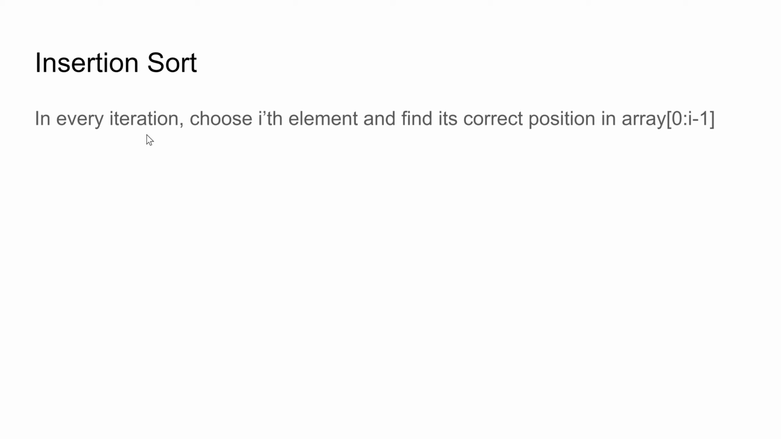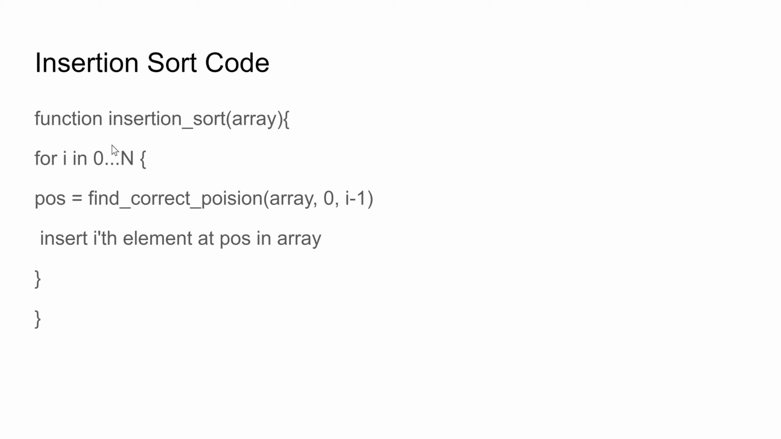Insertion sort. With every iteration, choose the ith element and find its correct position in array 0 to i minus 1. Insertion sort code. Function insertion sort, array. For i in 0 to n, find the correct position in array 0 to i minus 1. Insert the ith element at that position in the array.